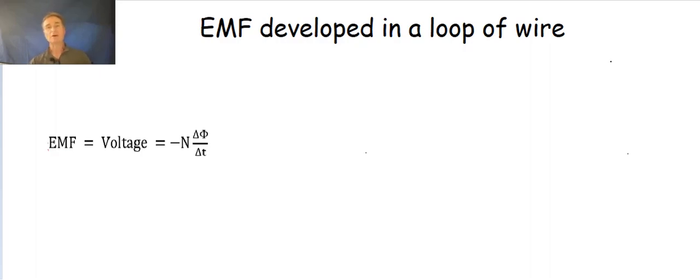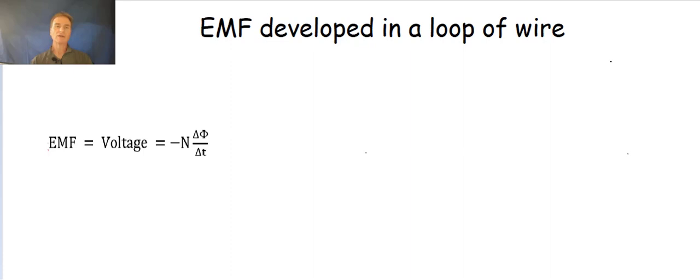My name is Keith Onco, and what we're going to be doing today is taking a look at the EMF developed in a loop of wire and also the direction of the current in that wire given the change in the magnetic field that it encounters.